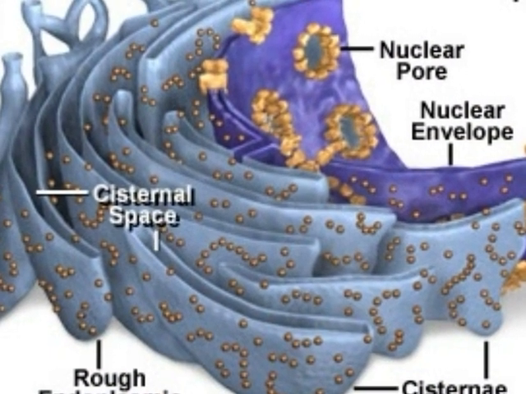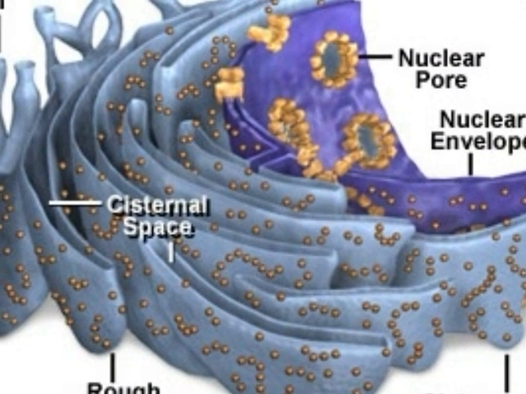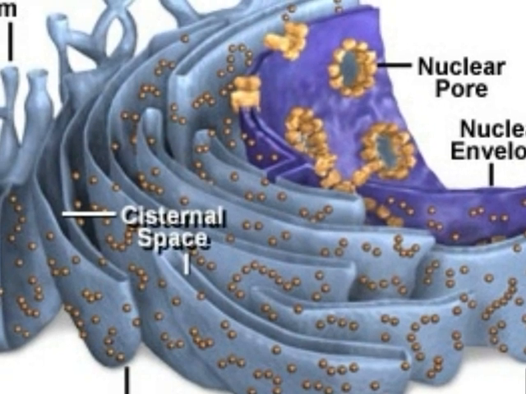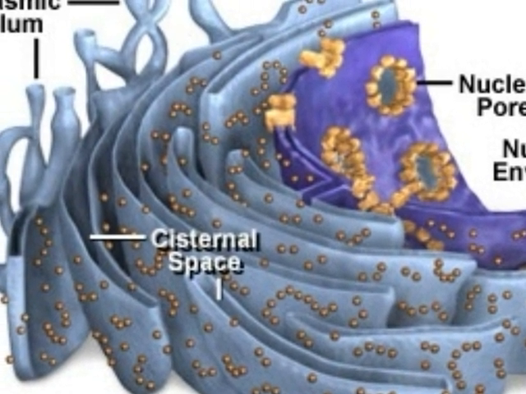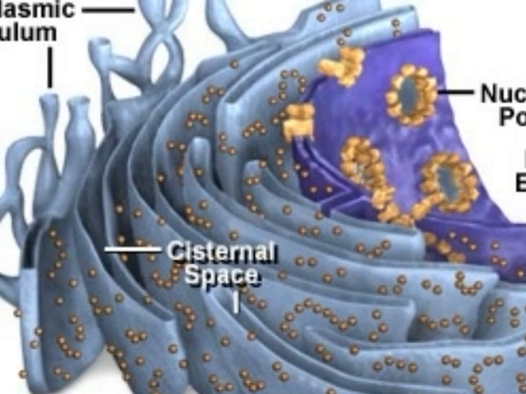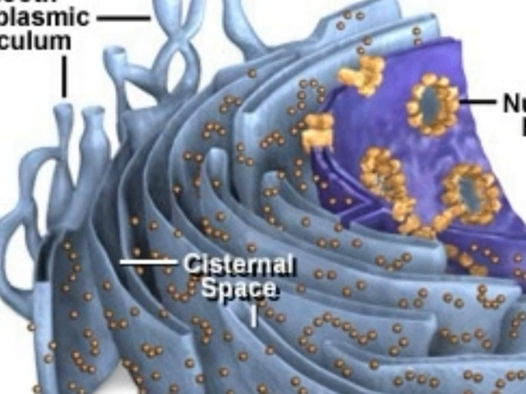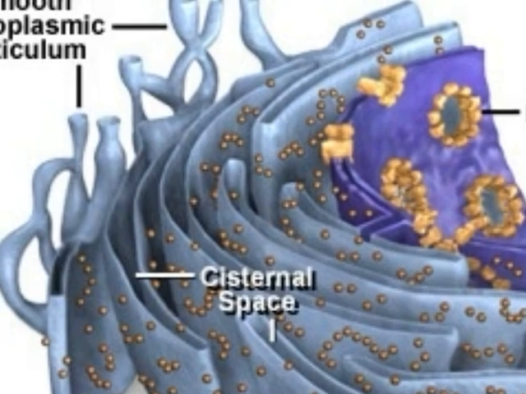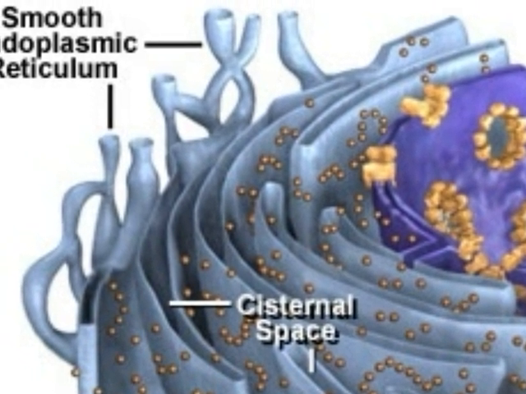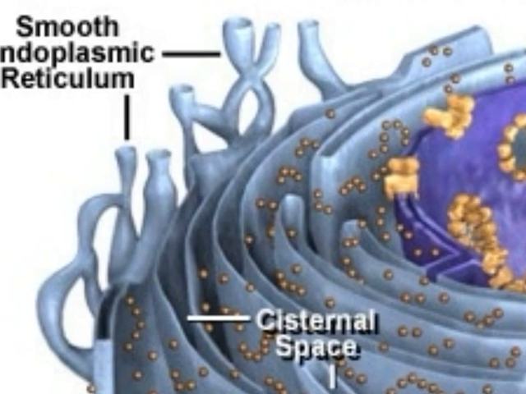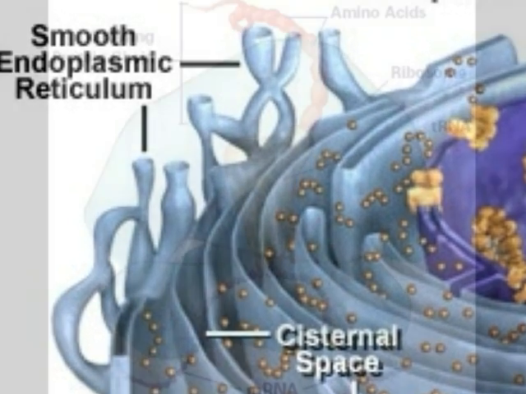Outside the nucleus is the ER. No, not the emergency room, but the endoplasmic reticulum. It is made up of the rough ER and the smooth ER. The rough ER is lined with ribosomes on the outside and conducts protein synthesis. The smooth ER does not have ribosomes and makes lipids as well as detoxifies harmful chemicals.